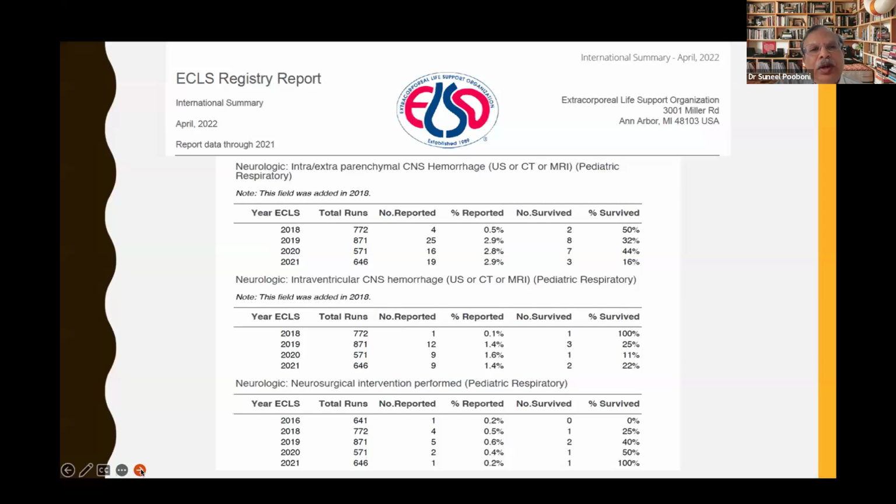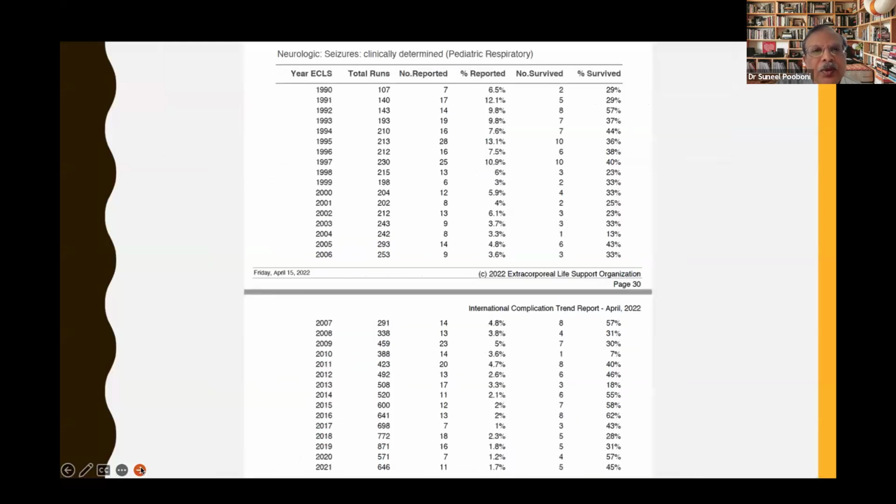Again, you will be able to notice this from the ELSO registry data about neurological criteria such as parenchymal CNS hemorrhage in various age groups, and how the data has changed over a period of years. Probably you can notice that in recent times, towards 2021, more people are surviving. That is for better appreciation, early recognition, and treatment possibly.